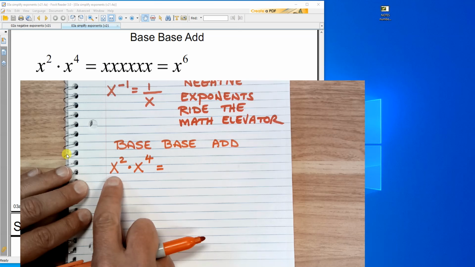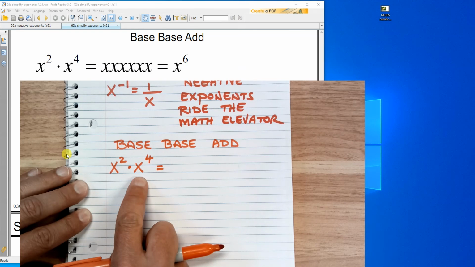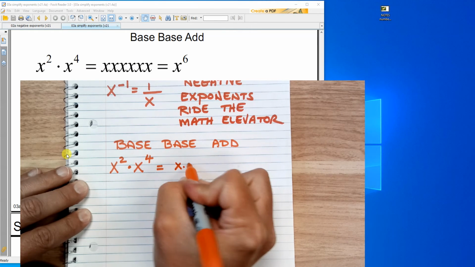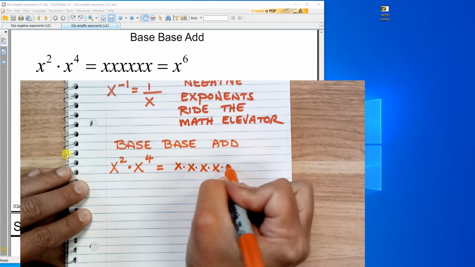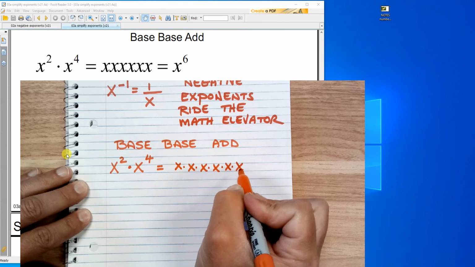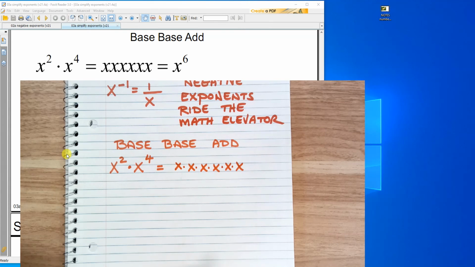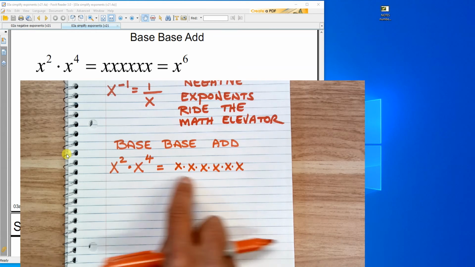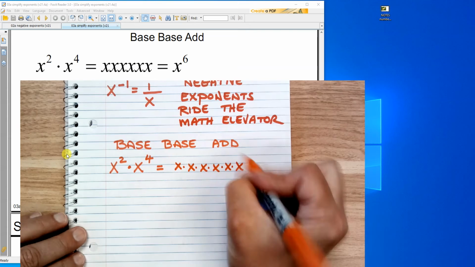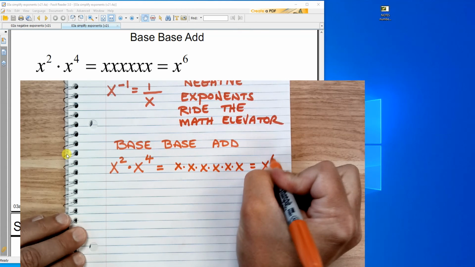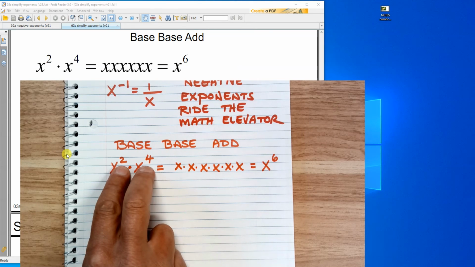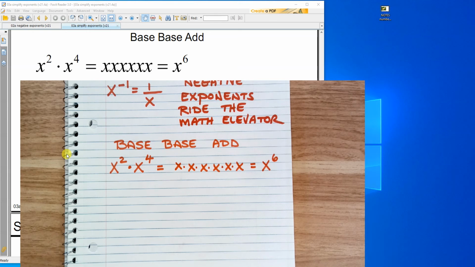X to the second times x to the fourth is x times x times x times x times x times x. There are 2 x's here and 4 x's there, for a total of 6 x's, which would be x to the 6th. Base, base, add the exponents. 2 plus 4 equals 6.